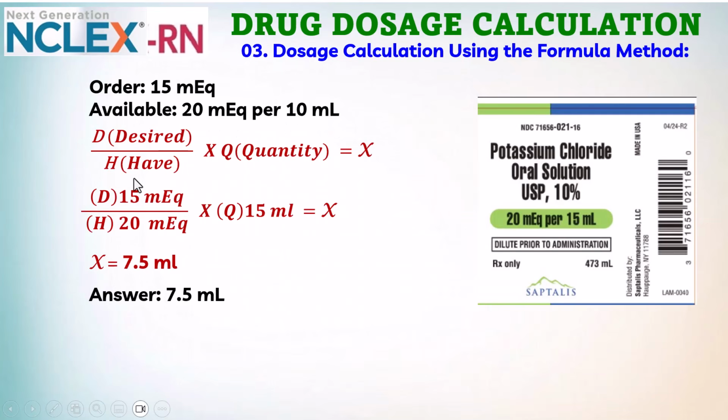So let's do a milliequivalent type question. Order is 15 milliequivalent and available is 20 milliequivalent per 15 milliliter. You can see the potassium chloride here, oral solution, 20 milliequivalent per 15 milliliter. So when you put the formula, desired dose is 15 milliequivalent, having is 20 milliequivalent into 15 milliliter. You can see this is 15 milliliter. So don't forget to put this Q. So when you calculate, it is X equal to 7.5 milliliter. So always think before you calculate. So here when you estimate, available is 20 milliequivalent for 15 milliliter, but our requirement is 15. So it should be less than 15. So that is the answer we are getting.